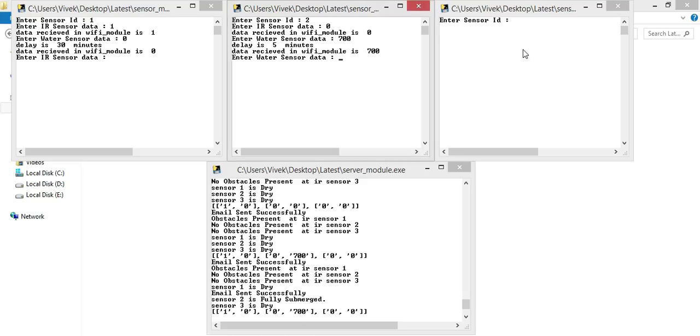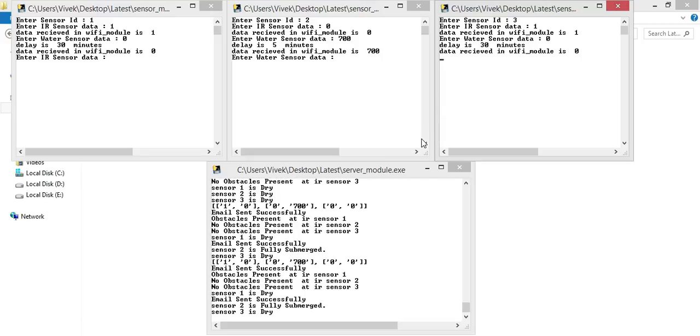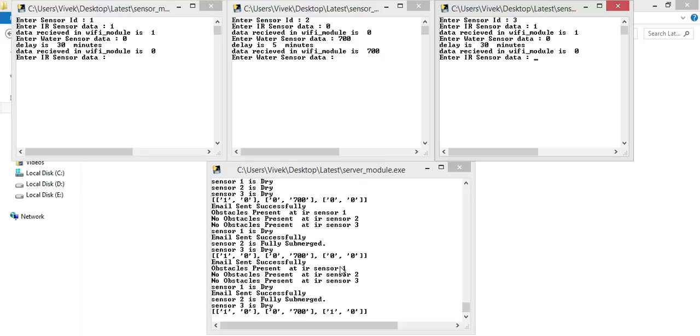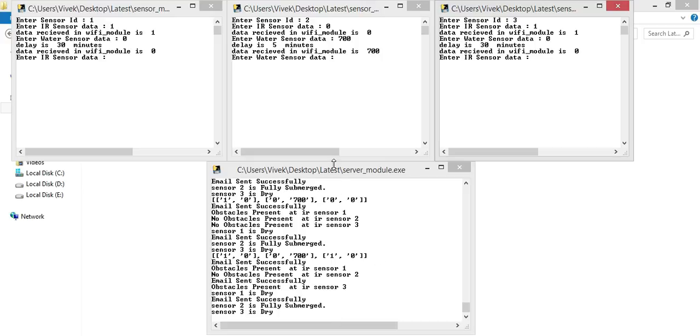Similarly, you can operate for sensor ID 3 as well. If I put some values for sensor ID 3, say the IR sensor data is 1 while the water sensor level is 0, this will be updated. This also gets updated, and this time we will be having 3 mails. Thus we can control all those sensors with one server at a time and also notify the authorities. So this was all about our project.